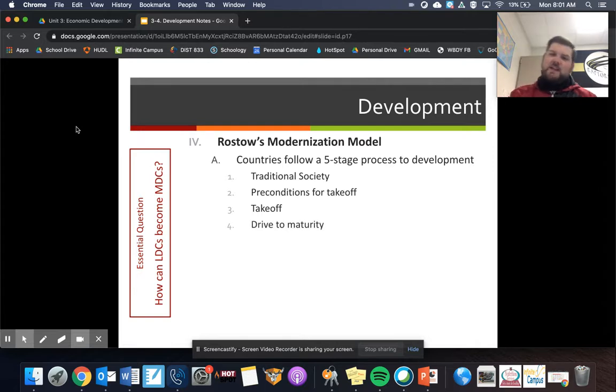Okay. And then once you're in takeoff, it's kind of this drive to maturity. Okay. So this is kind of right before you get on autopilot. You're driving to where you're in an extremely developed country. And then eventually you're at that place where you're just cruising, right? You got high mass consumption. People are very educated. They're buying things. They're contributing to the economy. That is your final stage, and that is how the 5-stage process to development goes.